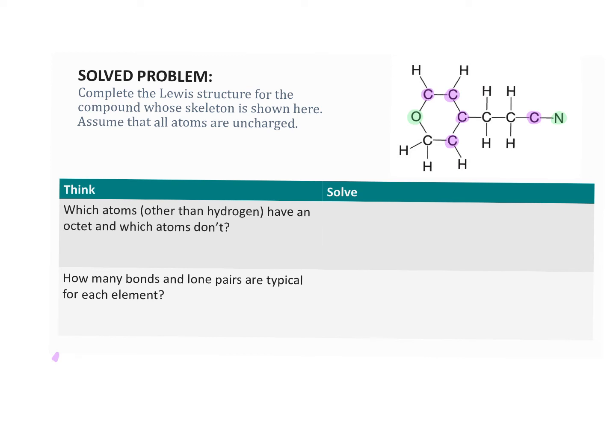Right? So how many bonds and lone pairs are typical for each element? Well, I'm going to start at the top. Those 2 carbons that are there each have 3. If I put a double bond in between them, now those carbons have 4, right? And so that solves that problem. Same thing with these 2 carbons. I can put a double bond here, and now those carbons have access to 4.